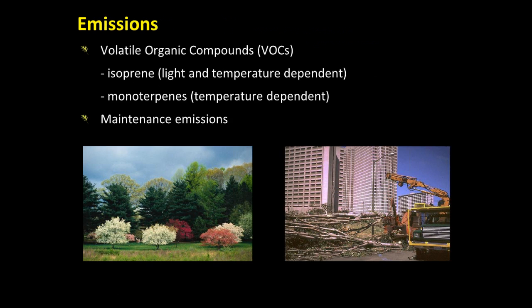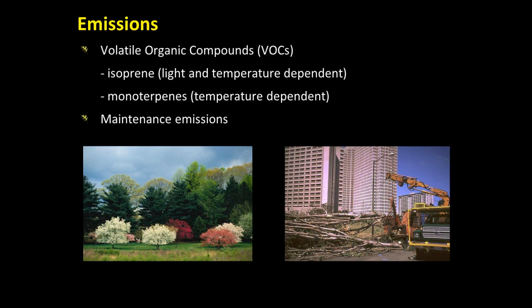Emissions. Trees emit what are called volatile organic compounds. If you smell a pine tree, smell a rose, smell an orange, it's a natural chemical that's given off as part of photosynthesis. Some plants give off high amounts of volatile organic compounds. Some give off very little amounts. So species selection becomes very important here.